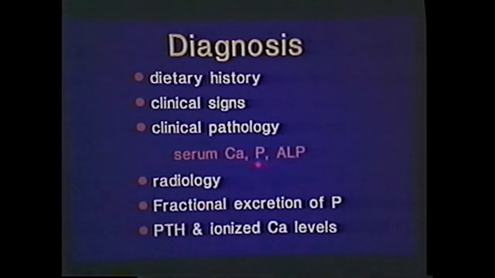Phosphorus would be the substance in the serum, along with alkaline phosphatase, that might be increased. So don't depend on calcium, go to fractional excretion of phosphorus, and then of course serum concentrations of parathyroid hormone, if needed, can be used for the diagnosis.